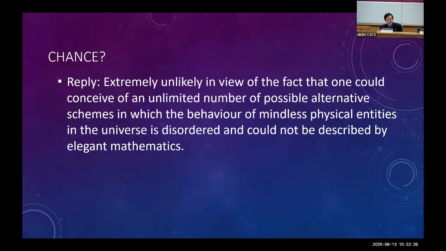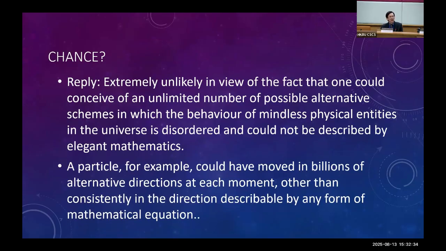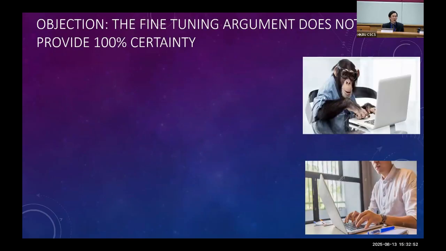Can it be by chance? Well, I already explained that it's extremely low probability. You wouldn't win a lottery trillions and trillions of times in a row. That doesn't happen by chance. It's extremely unlikely that an atom or proton or a molecule will just consistently move according to the equations described by physics all the time in a regular ordered way. Why? Because a particle could have moved in billions of alternative directions at each moment, rather than consistently in the direction describable by any form of mathematical equation. And so chance, no way.